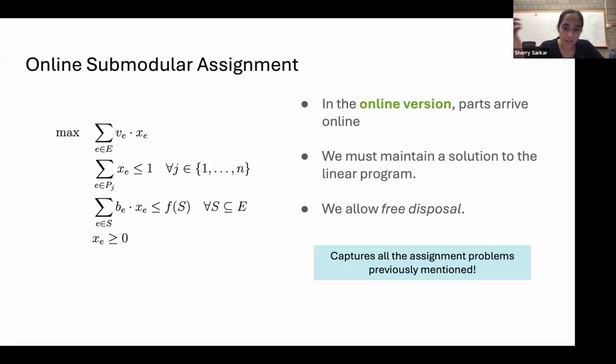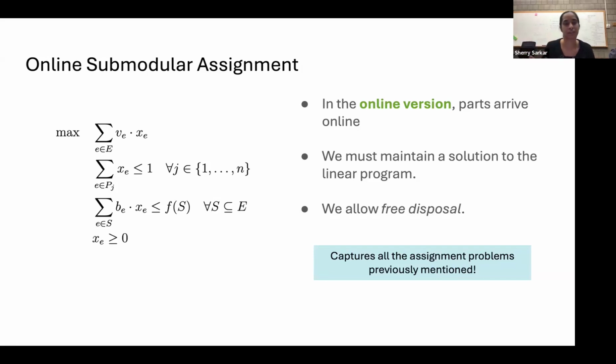Now, I'll say there's one caveat. We will have to allow what's called free disposal, which means that when a part arrives, that's when you have to decide what elements you take. But you are allowed to dispose of any elements you've taken so far. You just can't add anything back. But you're allowed to freely dispose of things.